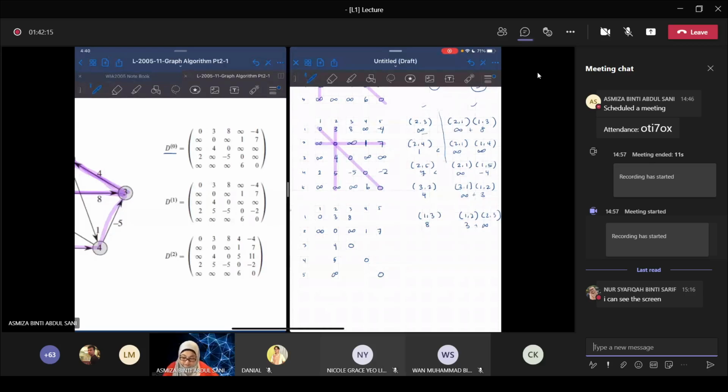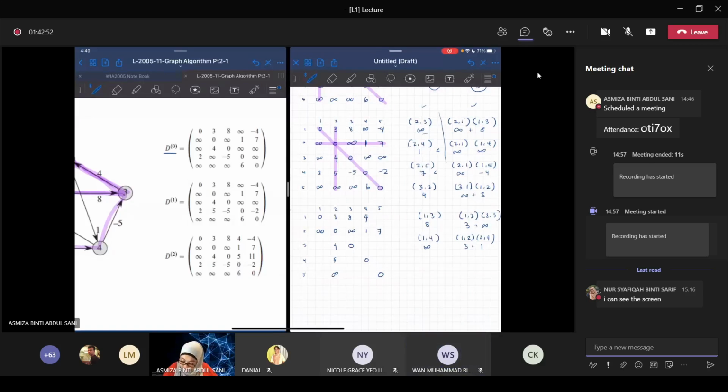All right, and then the next one would be finding 1, 4. So we're going to see 1 going to 2 and 2 going to 4. The value for 1, 4 is infinity. 1, 2 is 3. 2, 4 is 1. So 3 plus 1 is 4. So 4 is smaller than infinity, and we're going to put the smaller one here, 4. Are you good? Are you following so far?